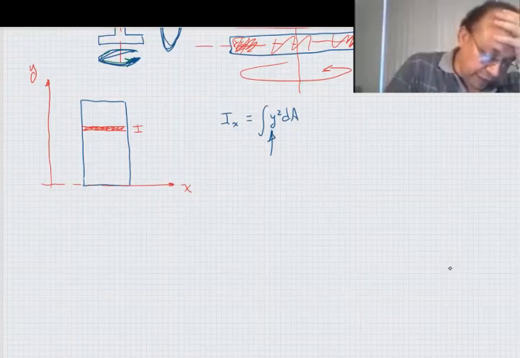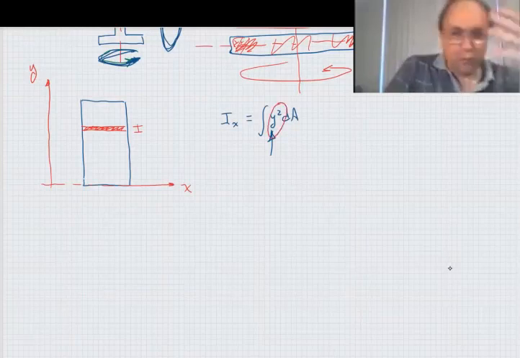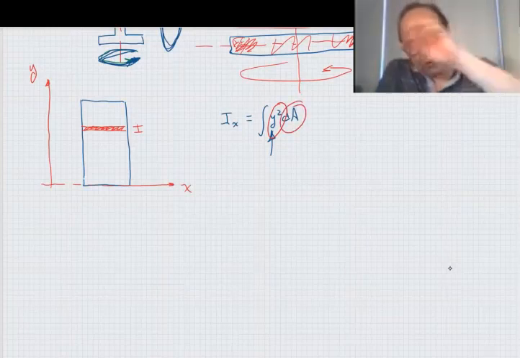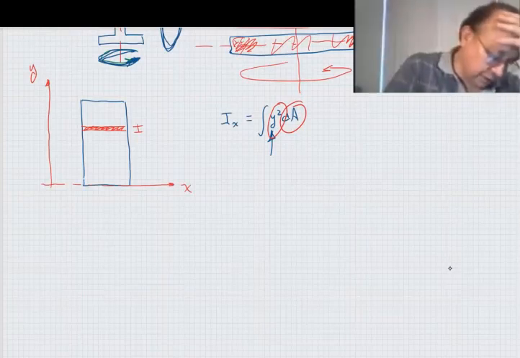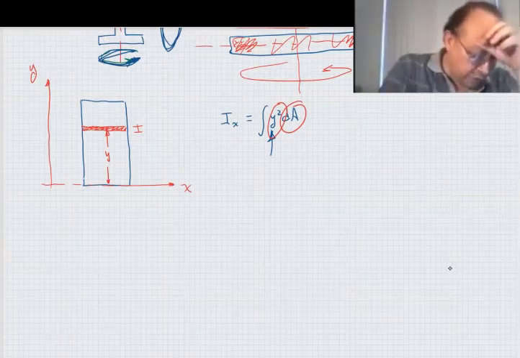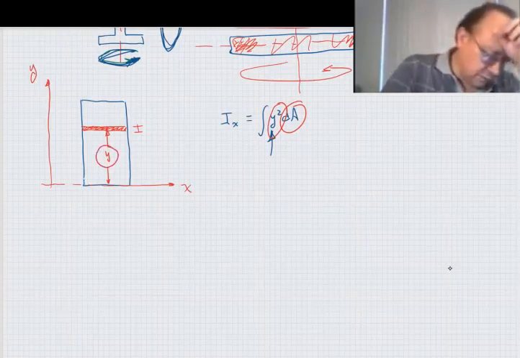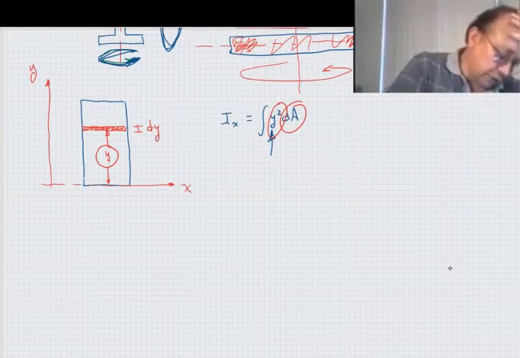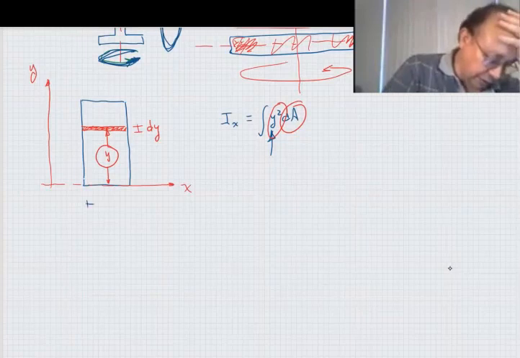Because of this, y squared is like a common factor that gets out of dA, because the y is the same for all the particles that compose that differential of area. So this is the distance y. Since the differential of area is such a thin element, all the points in that differential of area have the same distance y from the x-axis. This will be dy, the thickness of the differential of area. And let's put some dimensions here. Let's see, this is A, and this is H.